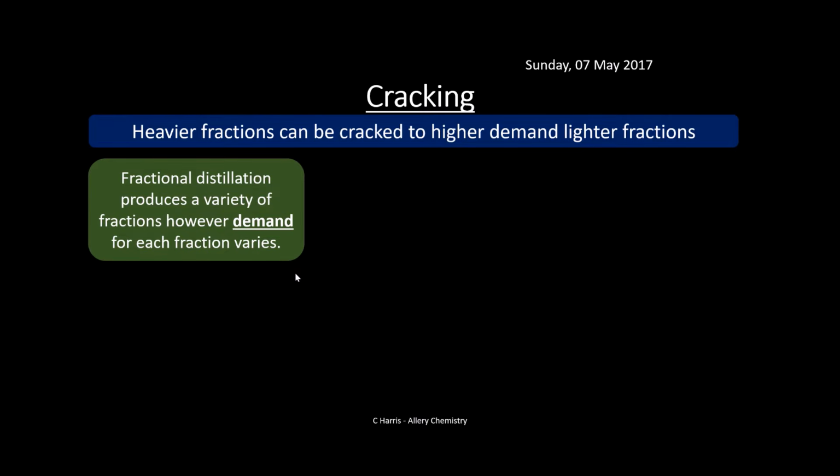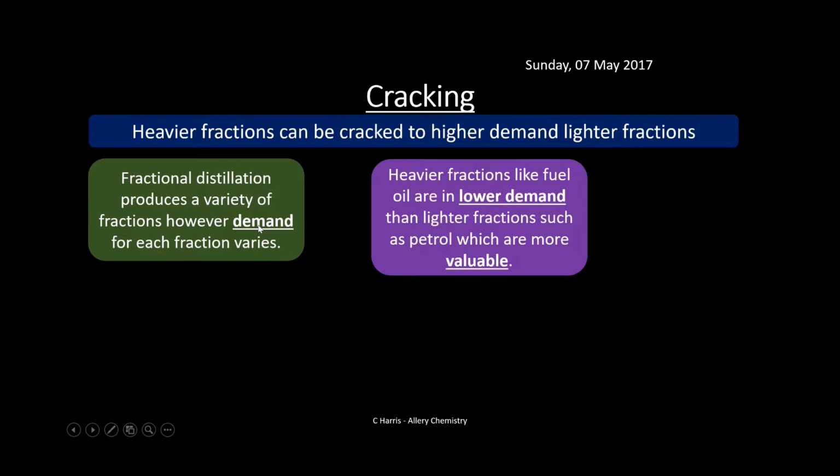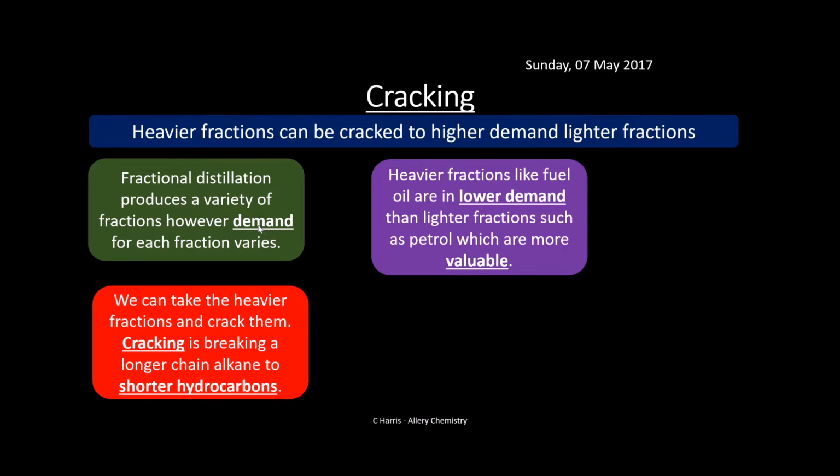So, like I say, it produces a variety of heavier fractions, which are in lower demand, and each fraction varies. Obviously, it is a bit random in some respects. You don't know exactly what you're getting from under the ground. So heavier fractions, like fuel oil, are in lower demand than your lighter fractions, like petrol. These are a lot more valuable. We can take the heavier ones and we can crack them. Basically, it just means breaking them into shorter hydrocarbon chains, which are more valuable.